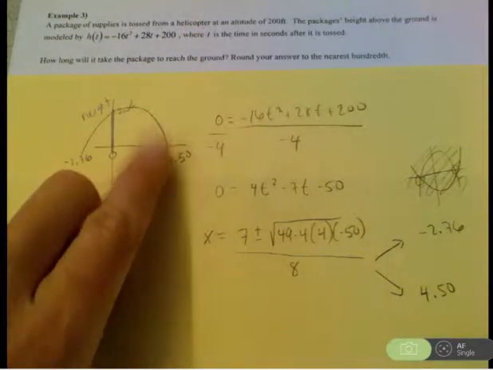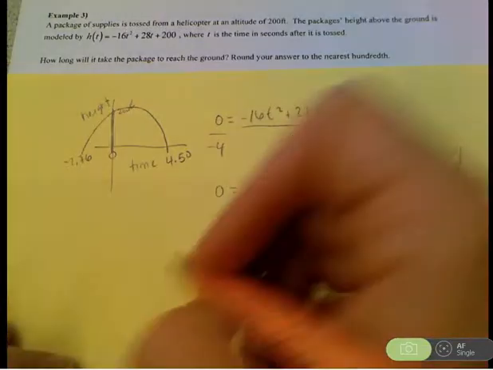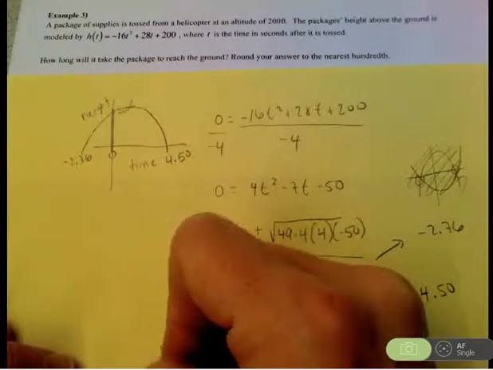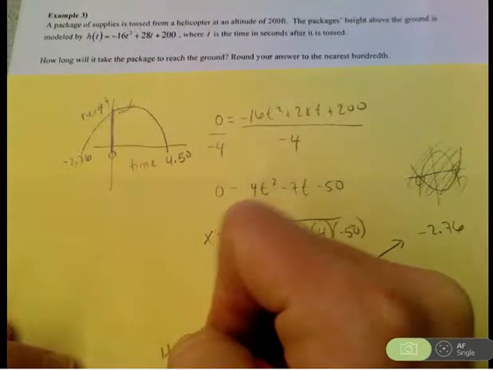So this is the answer that we're looking for, the 4.5 seconds. So how long does it take the package to reach the ground, round to the nearest hundredth? 4.50 seconds.